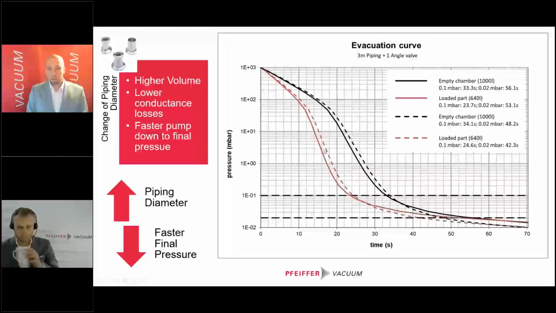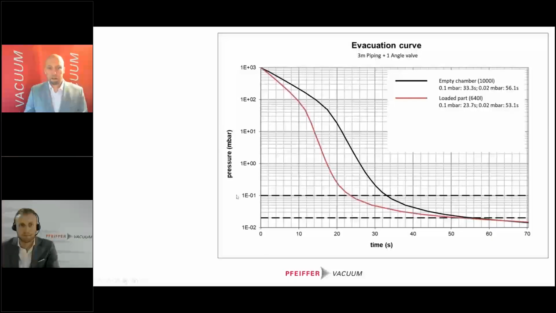So one could shortly summarize: an increase in piping diameter will result in a faster final pressure. But that's not everything you can do. Change of piping diameter is one thing you can do for an installed setup. And if you have the place available, you can also think of installing another backing capacity in your system.